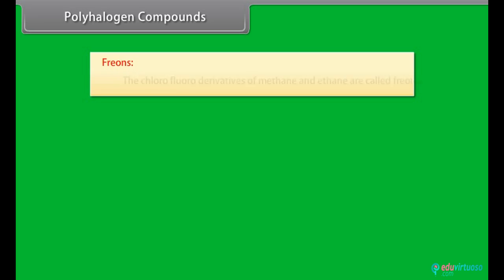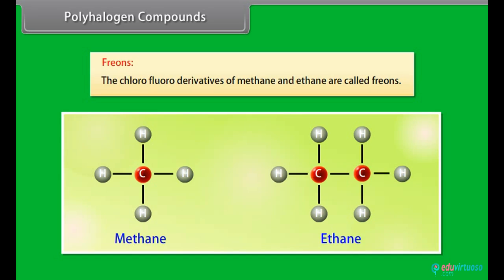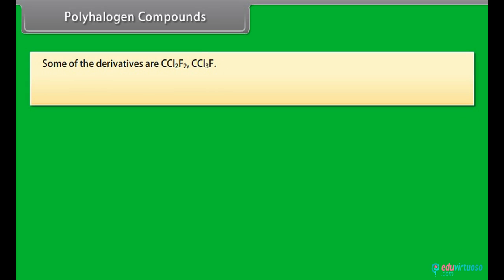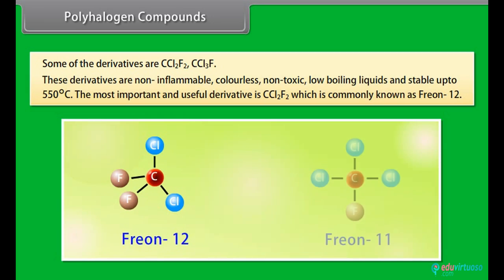Polyhalogen compounds. Freons. The chlorofluoro derivatives of methane and ethane are called freons. Some of the derivatives are CCl2F2, CCl3F. These derivatives are non-inflammable, colorless, non-toxic, low-boiling liquids and stable up to 550 degrees Celsius.